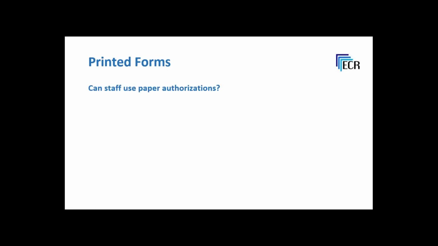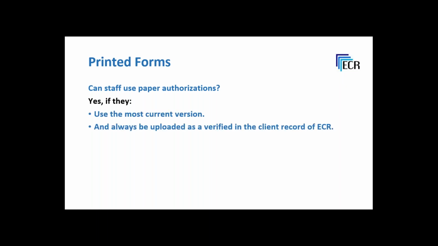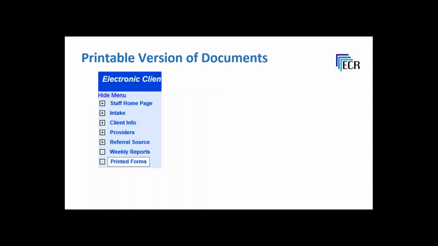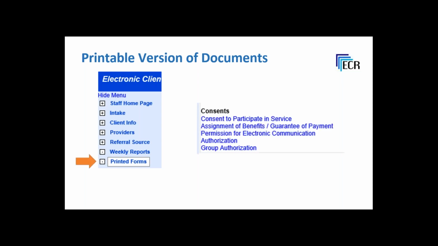Printed forms. Can staff use paper authorizations? Yes, if they use the most current version and it is always uploaded as a verified document in the client record of ECR. To find the printed version, from the navigation bar on the left, the blue bar, you'll see a link called Printed Forms. When you click on that, it's going to open up a list of the consent authorizations, and you would see the different consents that are available on paper that can be printed. They're PDF files, so you can print them.